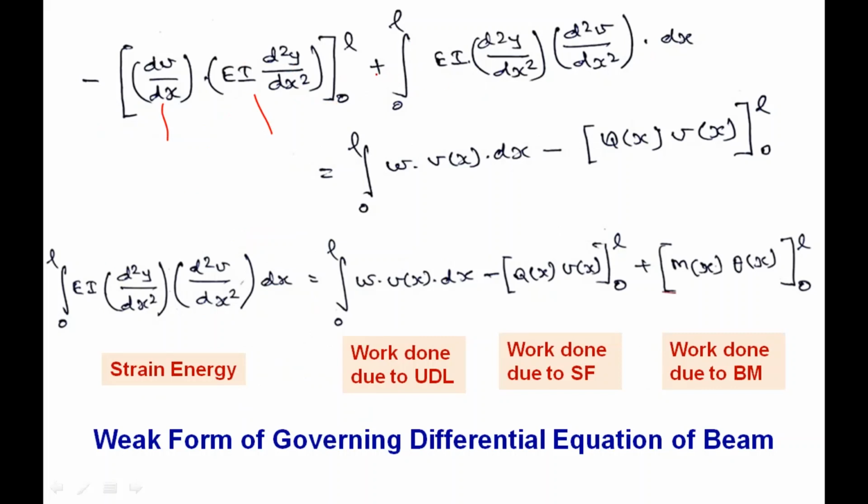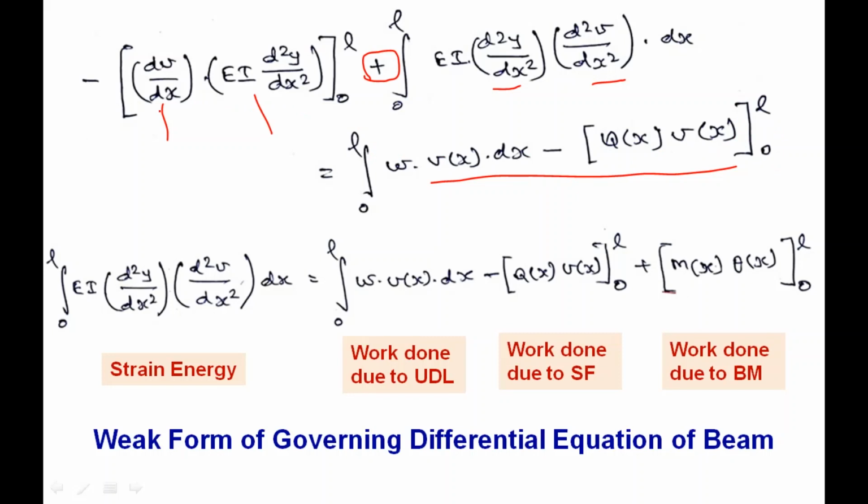Then minus integral v du, so minus becomes plus here: integral 0 to L EI d²y/dx² d²v/dx². So this is v du, where du is d²v/dx² dx. Then on the right hand side we are writing integral 0 to L w v(x) dx minus q(x) v(x) from 0 to L.